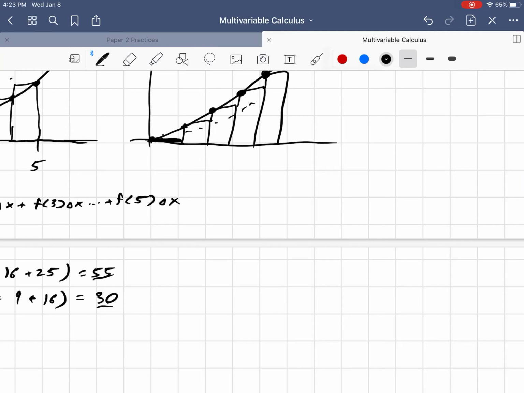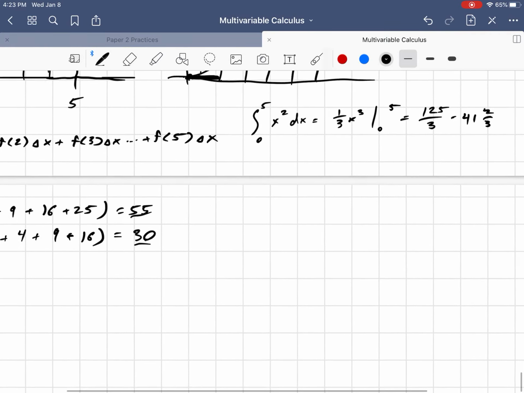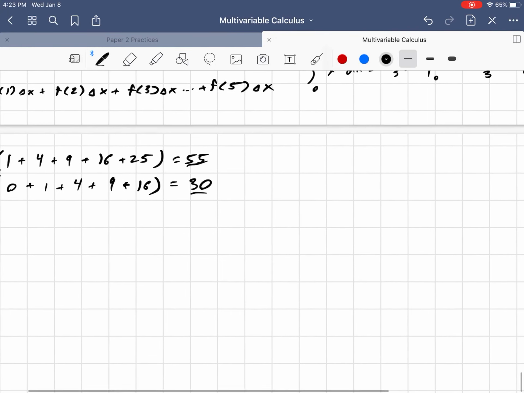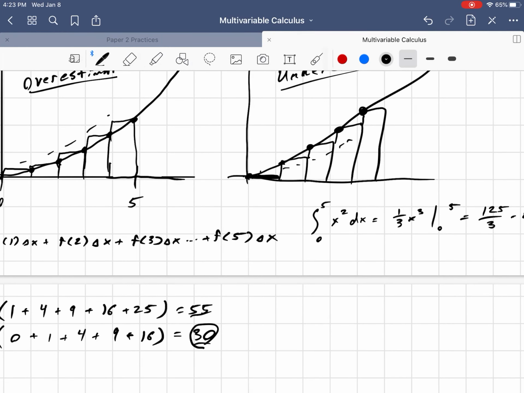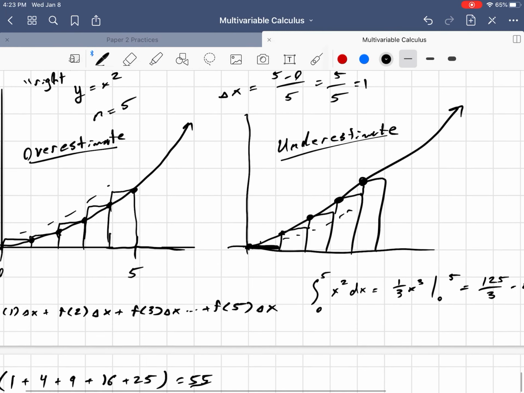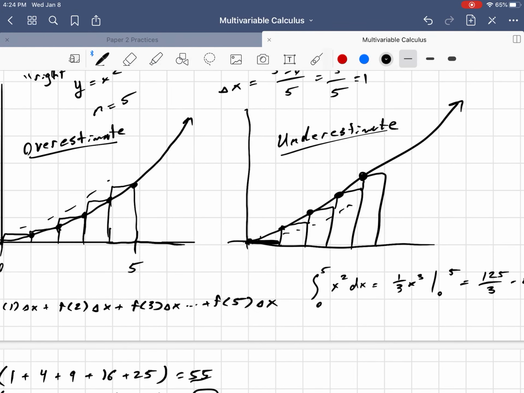And later on, we'll find that the true area is just the integral from 0 to 5 of x squared dx, which is just a third x cubed, evaluated from 0 to 5. That's going to be 125 thirds, which is going to be 41 and 2/3. So this is actually a better approximation, which should make sense because there is a little less excess area under the curve in the underestimate.